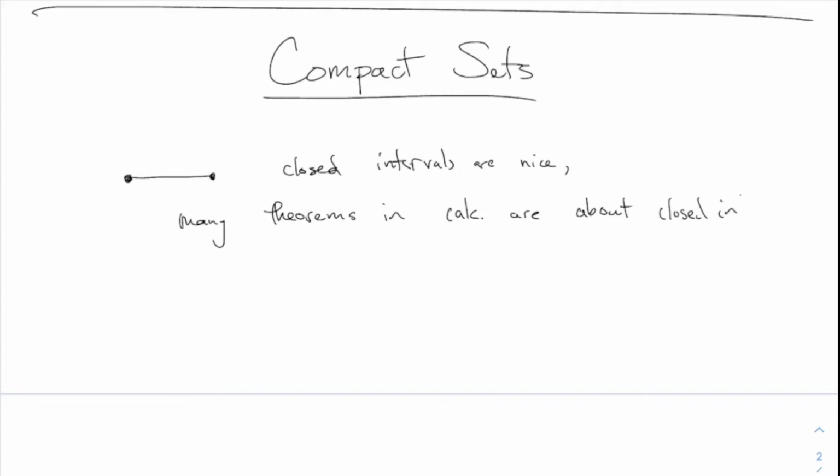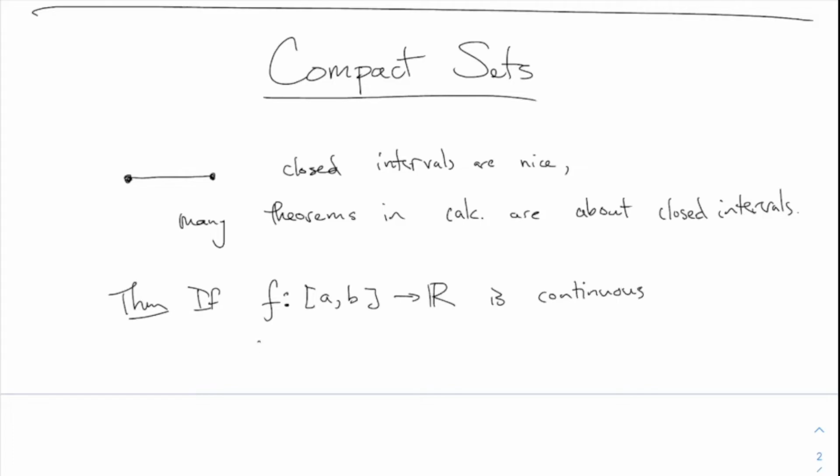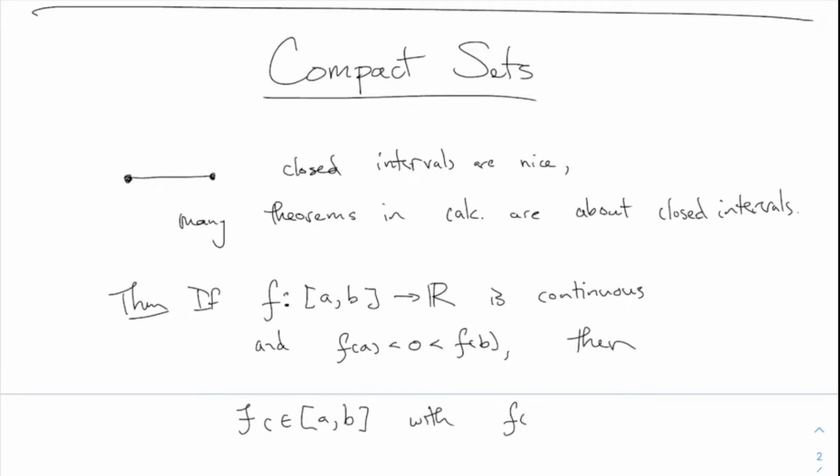For example, most people remember the big theorems from calculus. There's a theorem that says if I have a function from a closed interval [a, b] to R, usually I don't write it this way in a calculus class, if a function like this is continuous and f(a) < 0 < f(b), then there exists c in the closed interval with f(c) = 0.